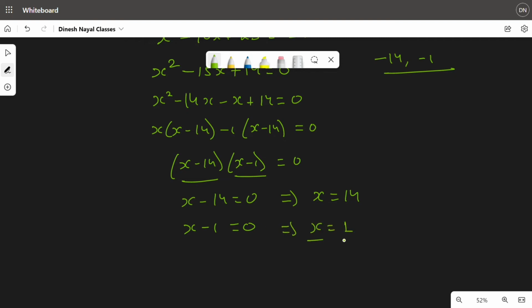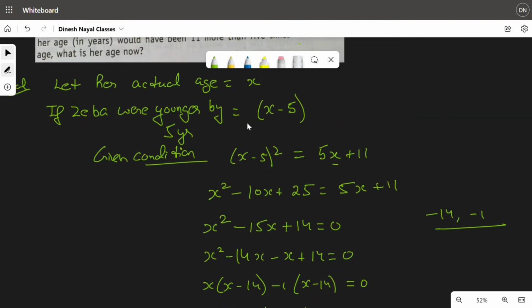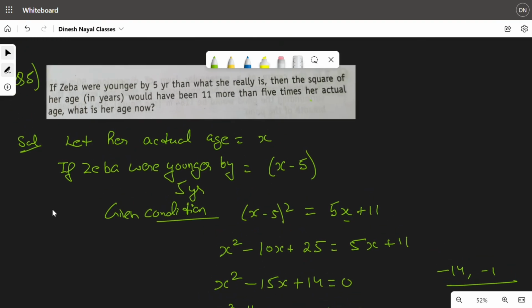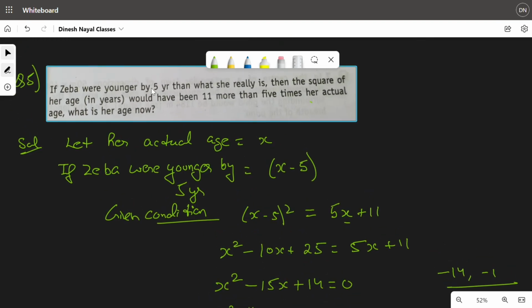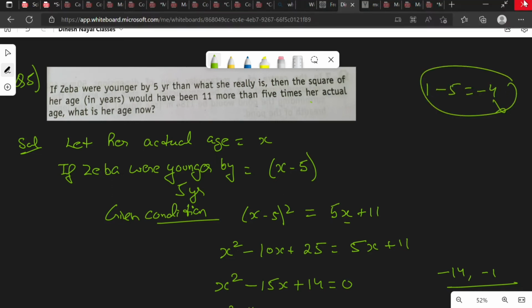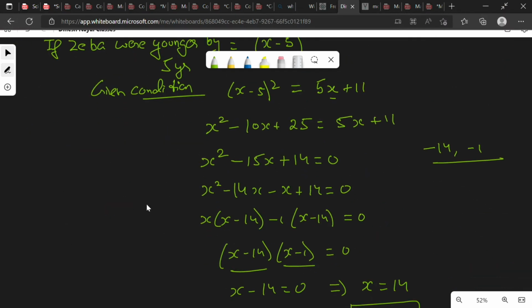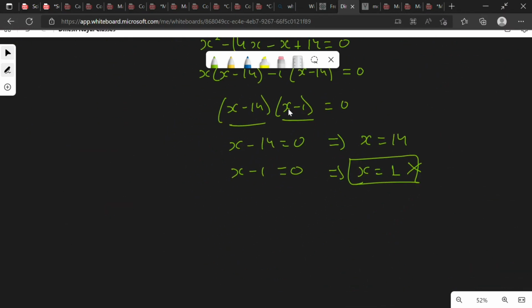But the problem in this case is that we are taking 5 years younger. So 5 years younger means this will be minus 5 of our age. So we have minus 4 of our age, 1 minus 5 is minus 4. So we are neglecting this value. If we take 1, when she is younger by 5 years, the age will go to minus 4, which is not possible. So we are ignoring the value of 1 and x equal to 14.